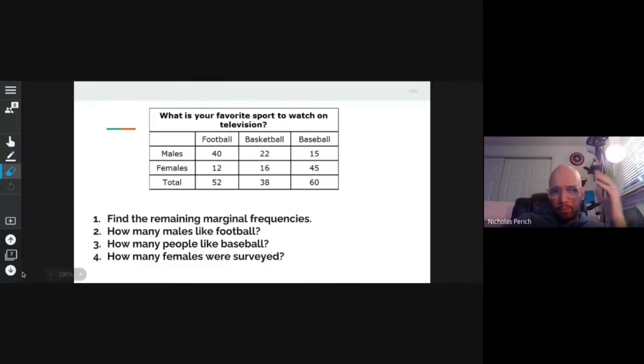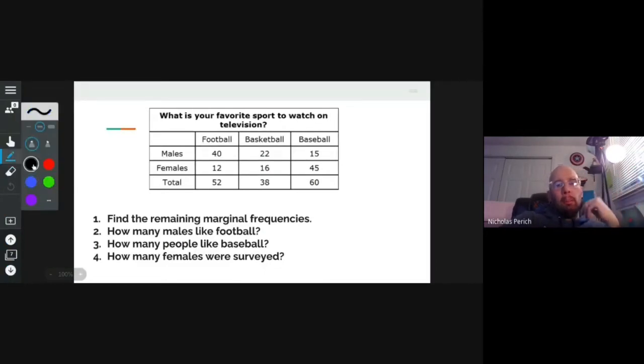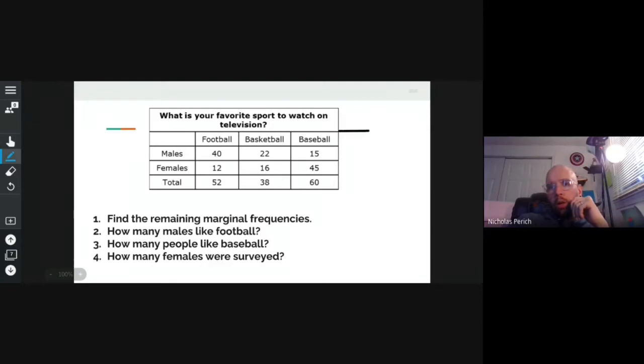So, first thing I have to do is find the remaining marginal frequencies. Well, I already have these totals, so the remaining marginal frequencies are going to live over here. So I will call you T for total.